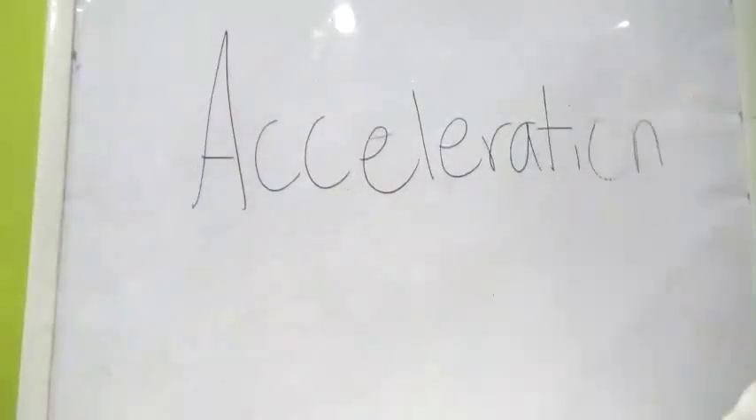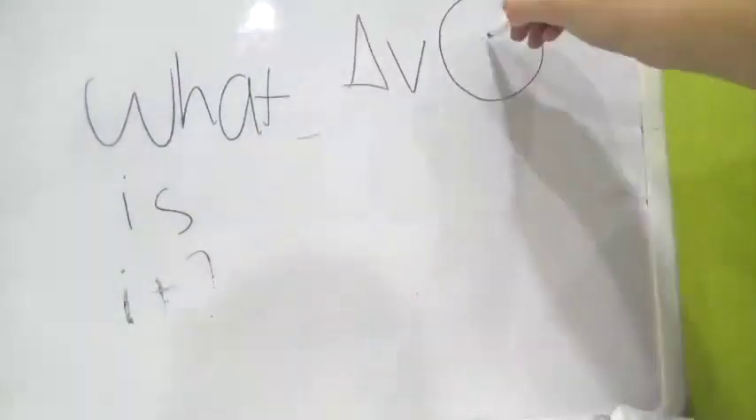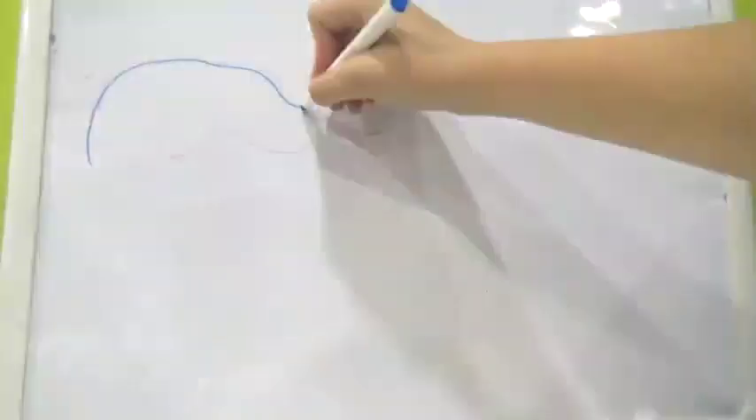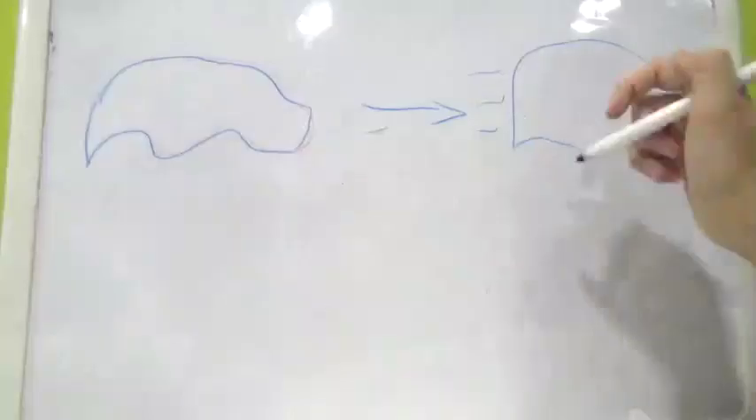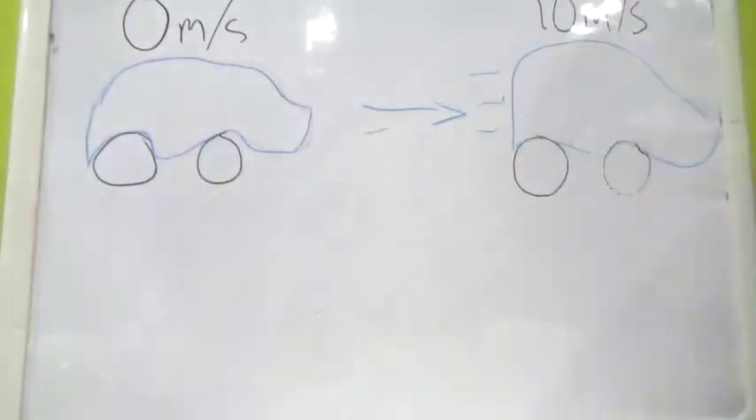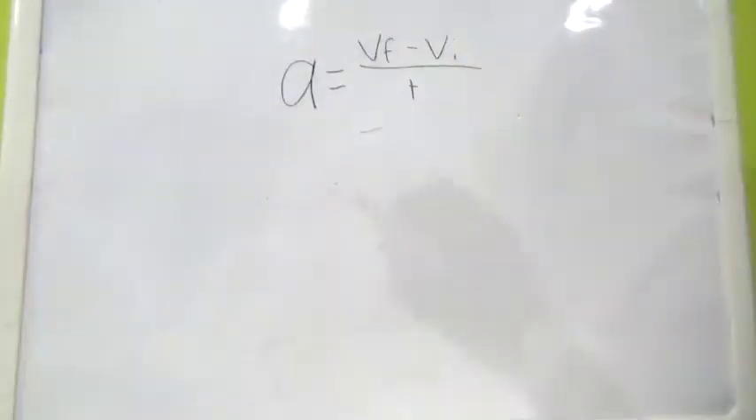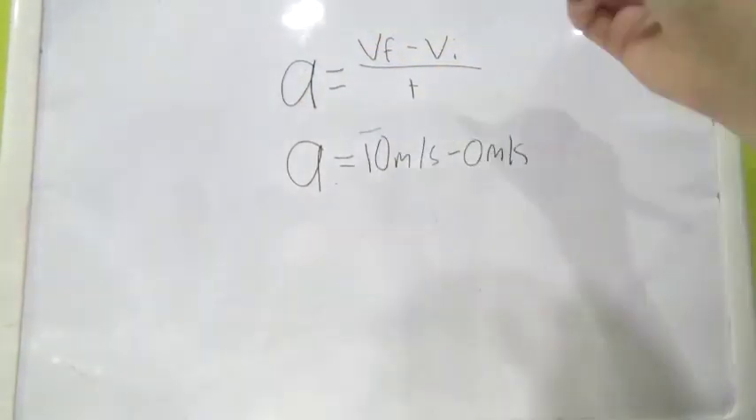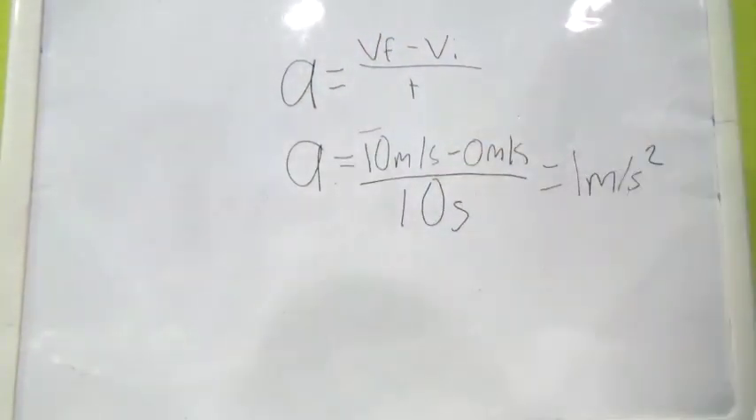So to start us off, what is acceleration? Well, acceleration is the change in velocity with respect to time. So if a car travels from here, where he is stopped, to this point where his velocity is 10 meters per second, and he spent a total of 10 seconds getting there, then its acceleration will be 1 meter per second squared, according to this formula.